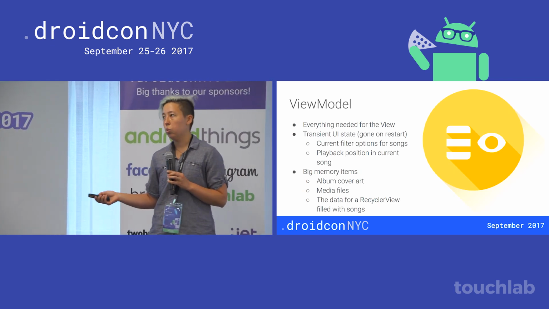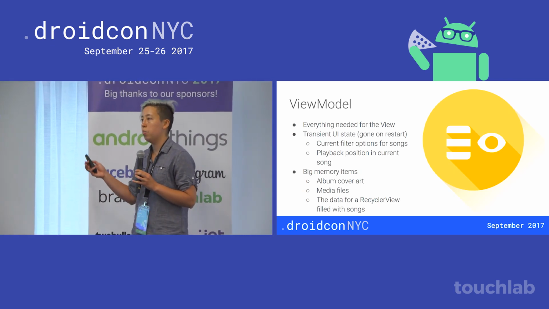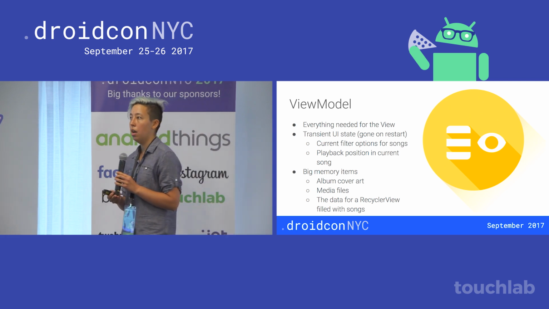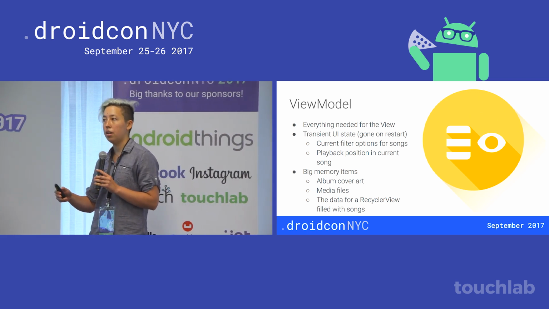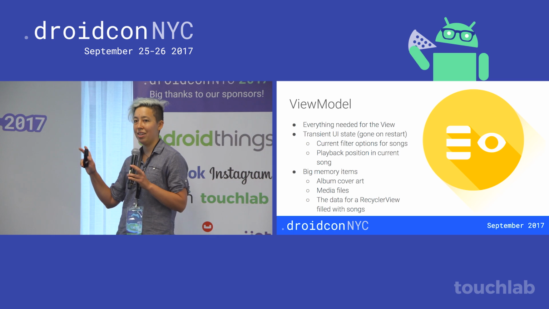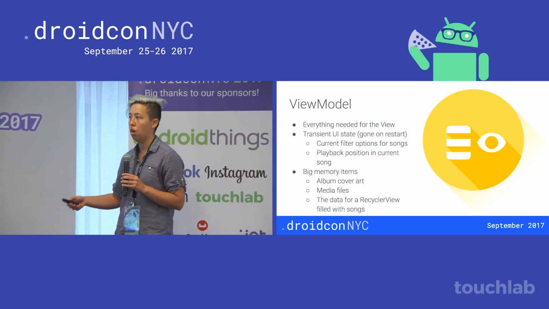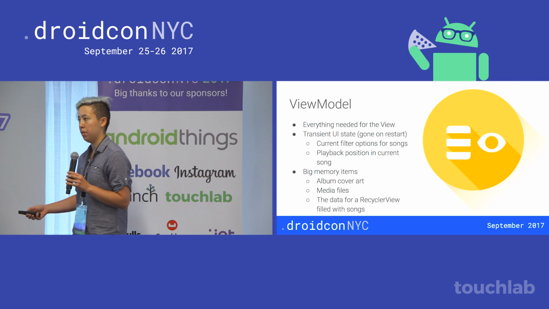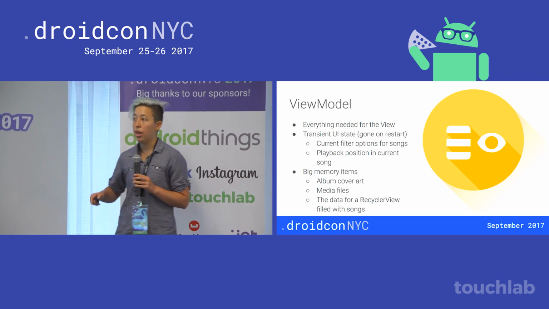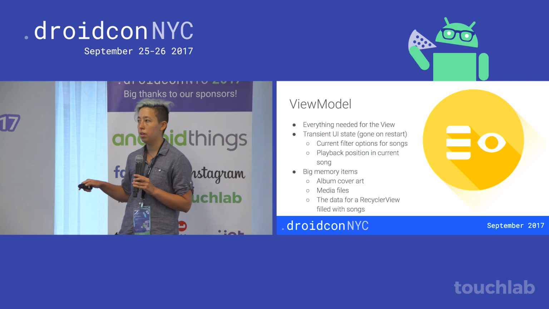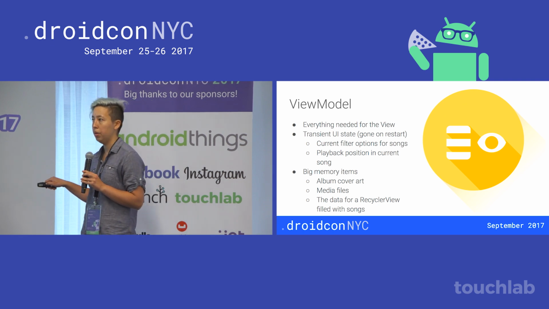Okay, the ViewModel we've already gone over. You should be putting everything that the UI needs to display its state in there. This includes things that you might not necessarily save in the database, like transient UI state, for example the current filter options for a song, or maybe the song's playback position. A ViewModel is also great for large items like cover art or media files, or all of the data for your RecyclerView that you've loaded up.